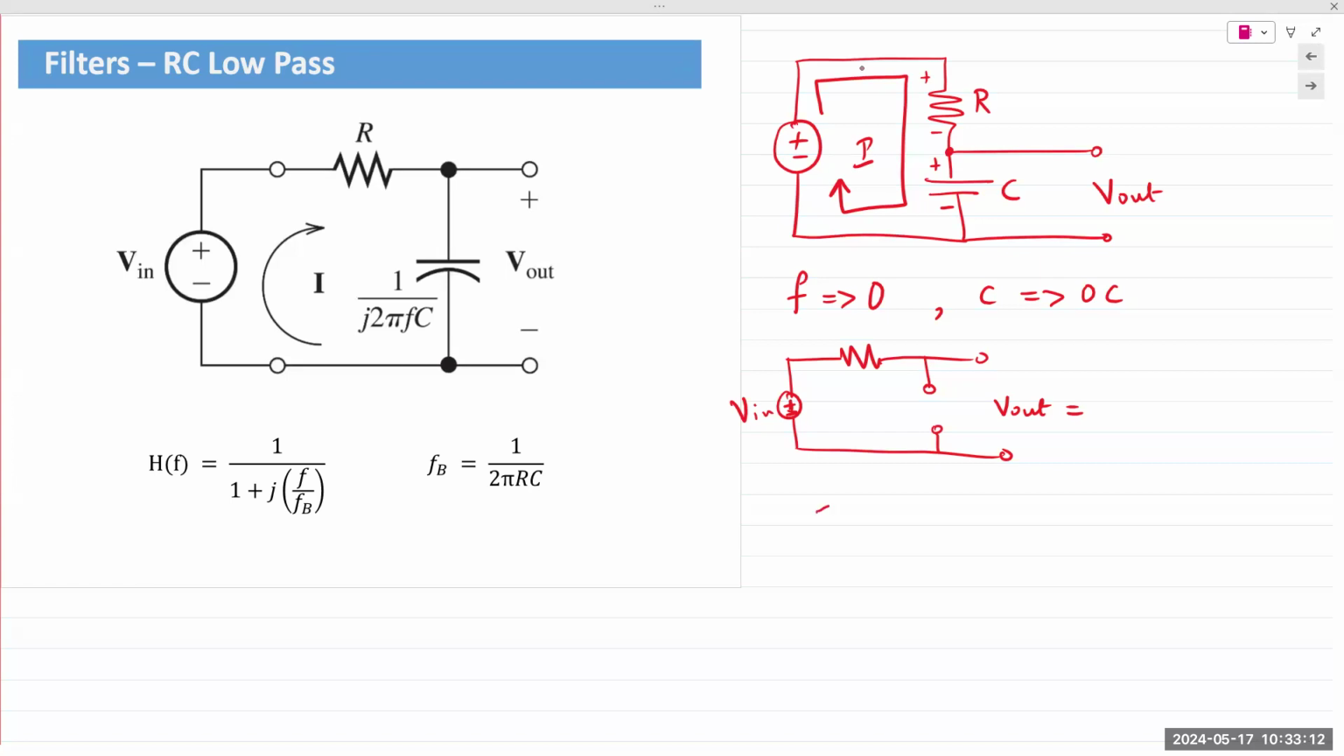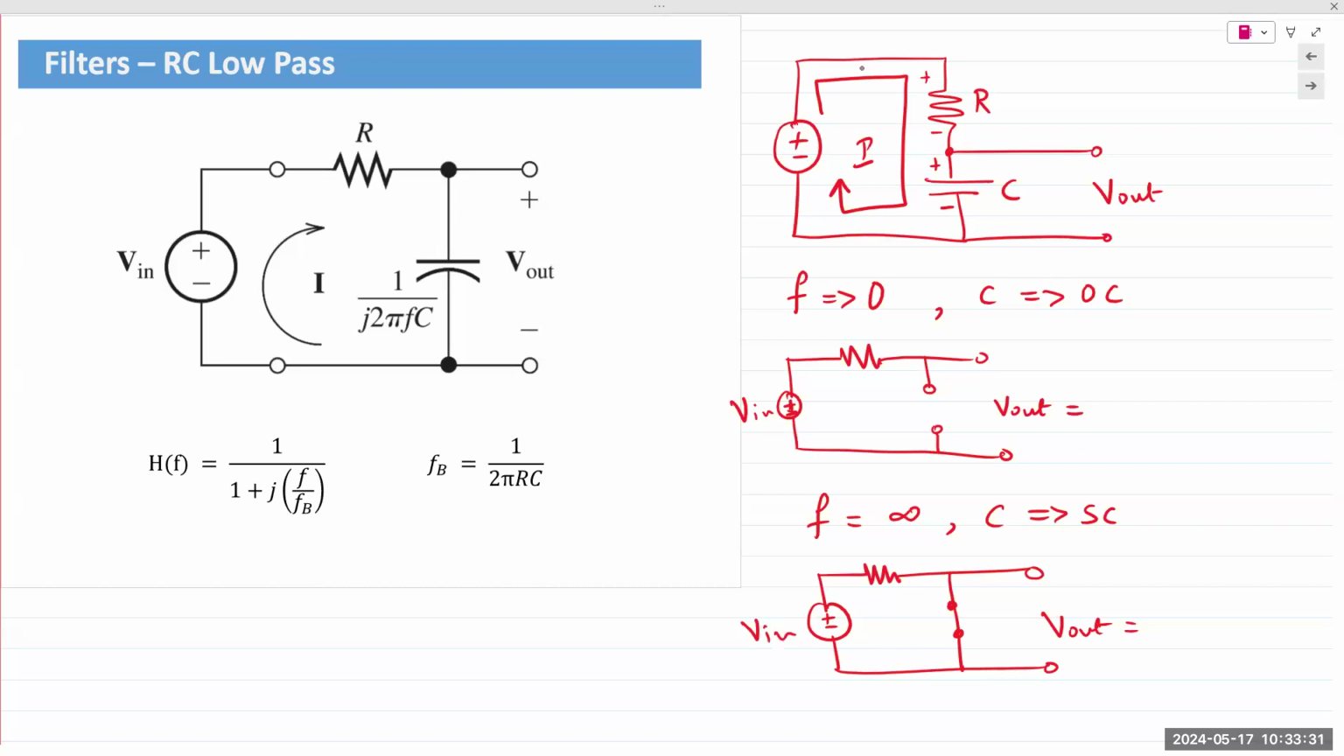What about F is equal to infinity? Capacitor behaves like a short circuit. What is V out now? This is 0? Yes, it is, because you're taking the output across the same node. If you measure voltage across a short circuit, V out would be equal to 0.